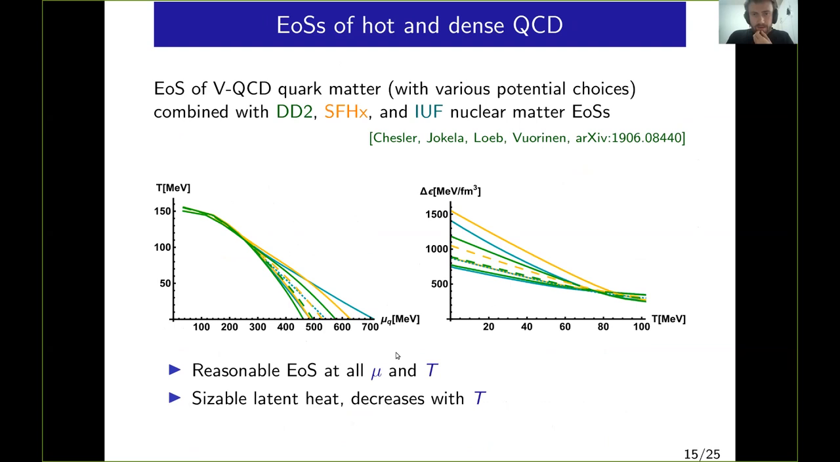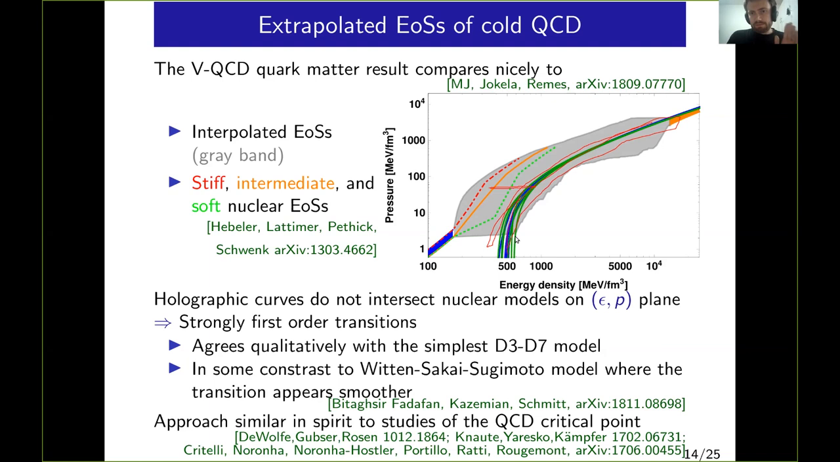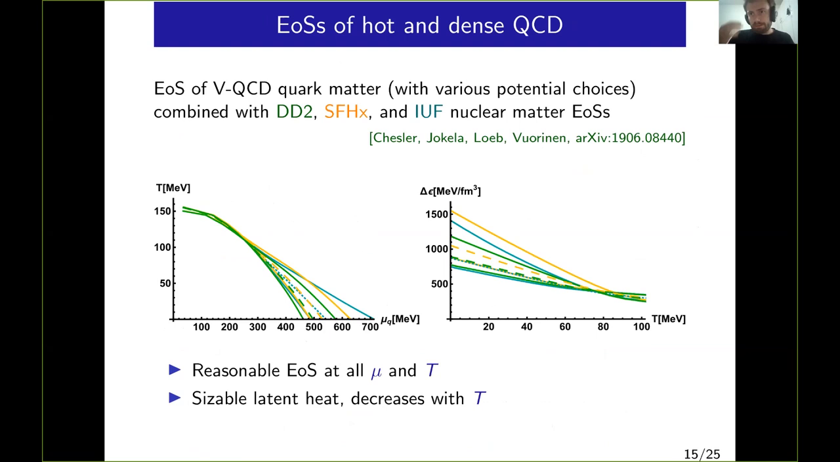Okay, so what I was showing on this slide was just the equation of state of cold QCD. But from the holographic model, you also get the full temperature dependent equation of state for quark matter.